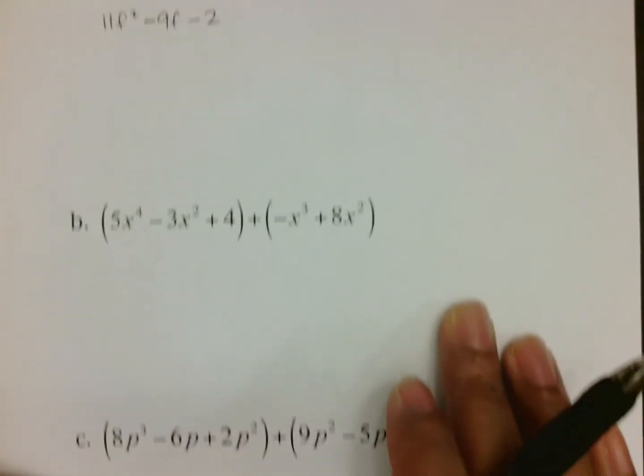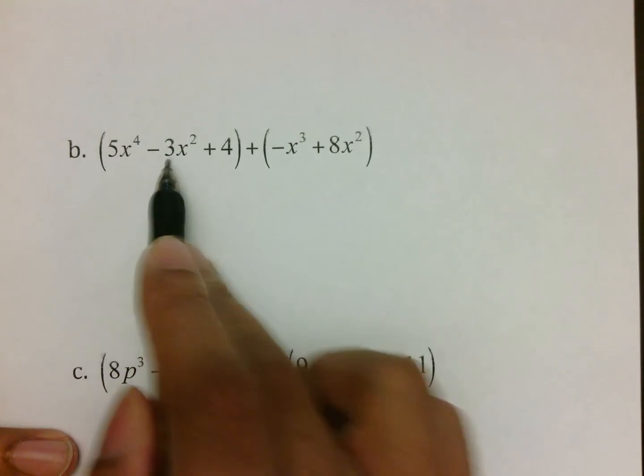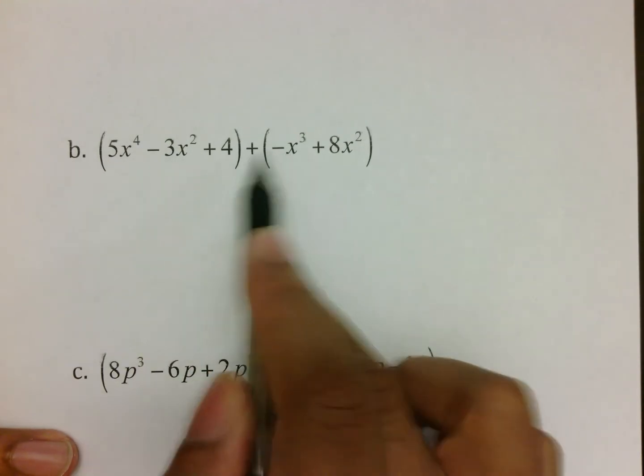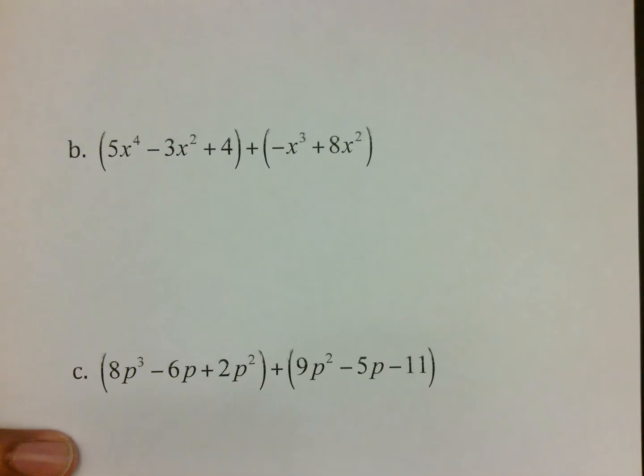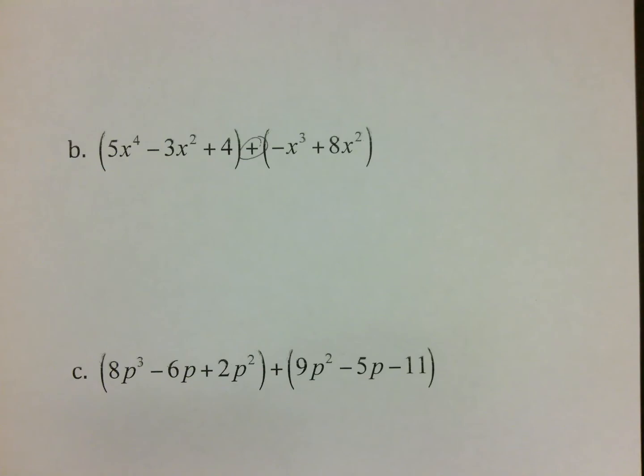Now, in terms of this question here, 5x to the fourth minus 3x squared plus 4 plus negative x to the third plus 8x squared. What you do whenever this is a plus sign, it means that you're just going to put the two things together. This is what we're learning today.